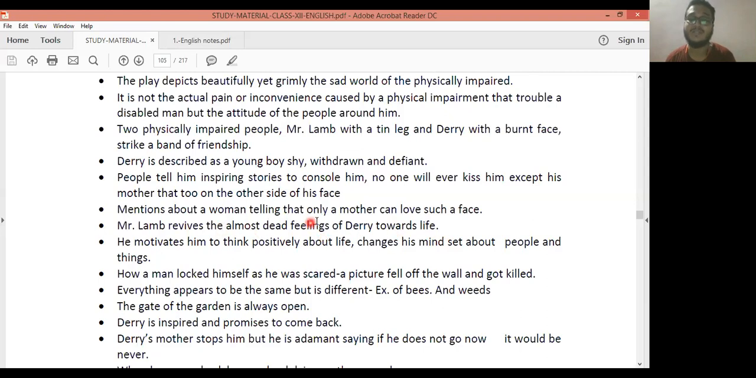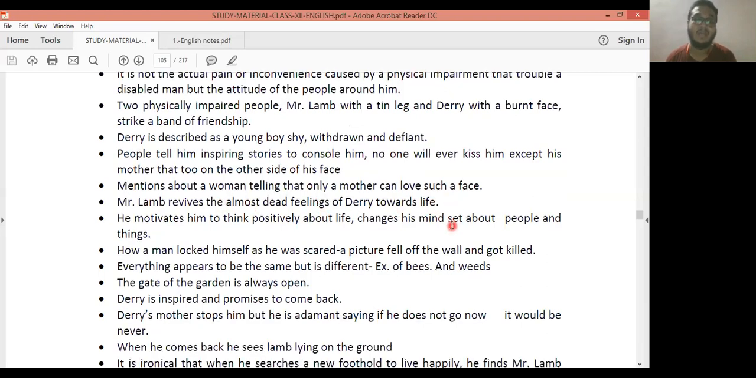So he revives the almost dead feelings of Derry towards life. He motivates him to think positively about life, to change his mindset about people and things. So he's trying to change the mindset about people and things, what the people think, and why the things are important in our life.